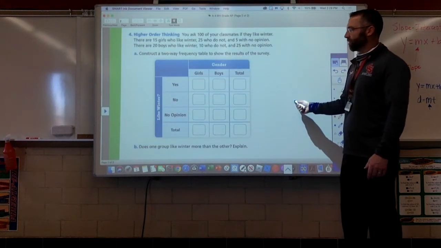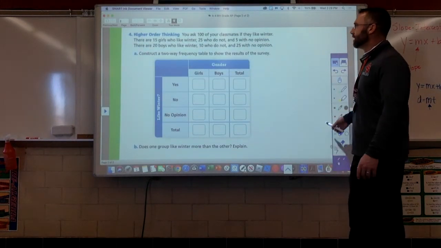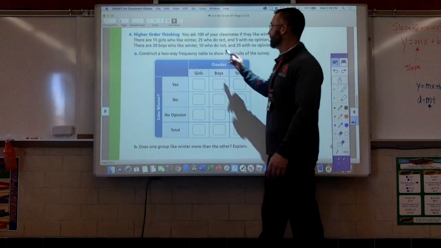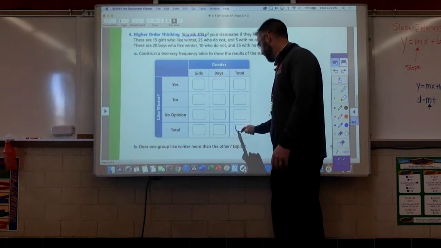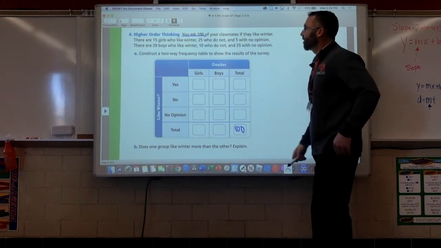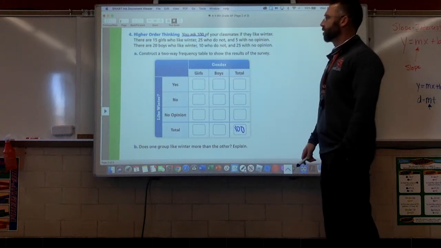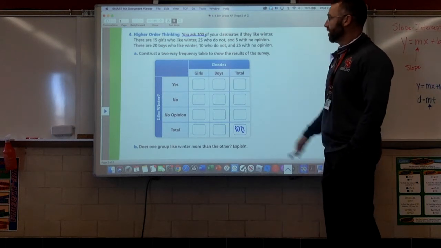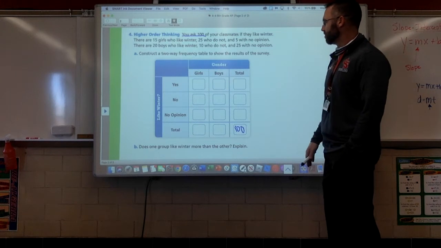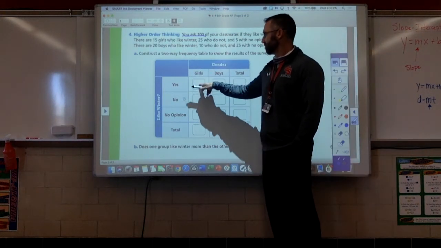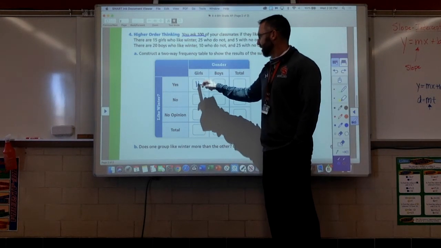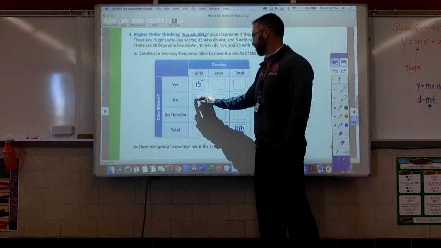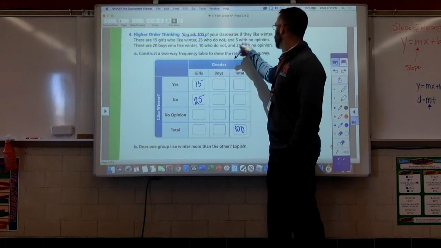All right, we get to fill in this table, and that's okay. You ask 100 of your classmates. Well, that tells me something right there. Put that number where it goes, people. 100, going right there. If they like winter, there are 15 girls who like winter. So girls who like winter, 15 of them. 25 who don't. 5 with no opinion.